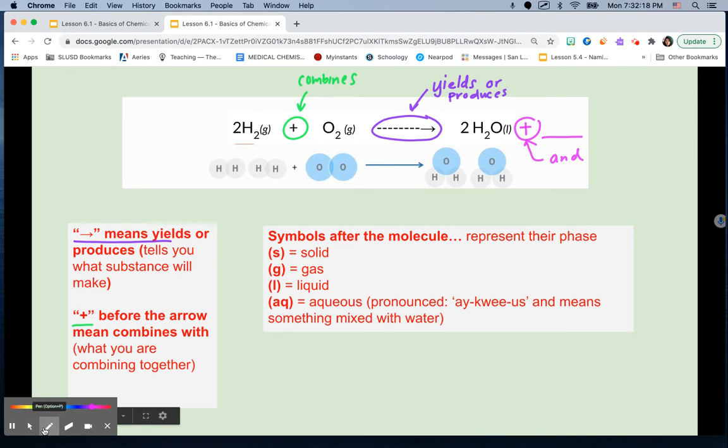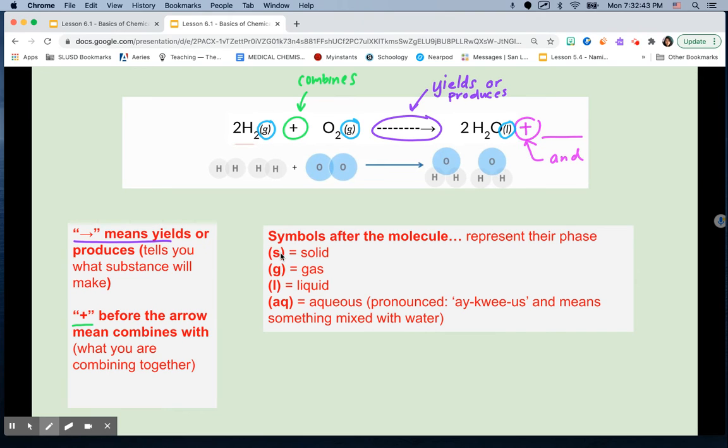Additionally, sometimes at the end of the molecule, you'll also see these italicized symbols here. So an italicized G in parentheses, or an L in parentheses. All this means is that it tells you the phase of this molecule, right?